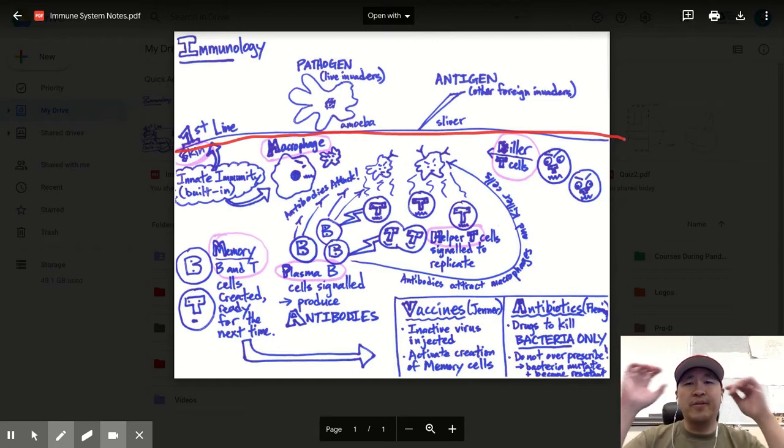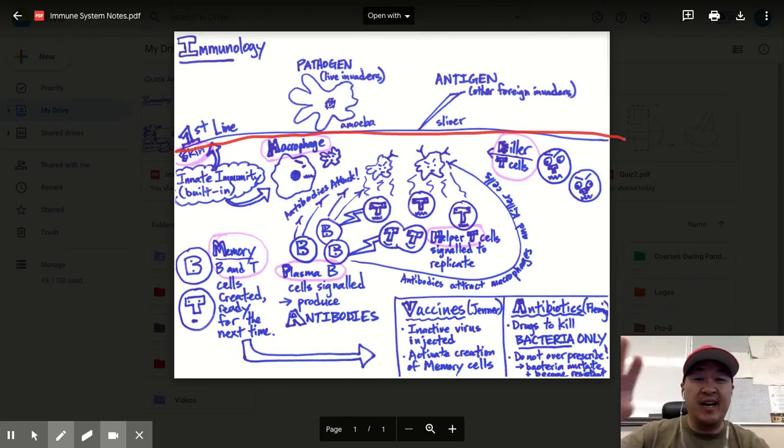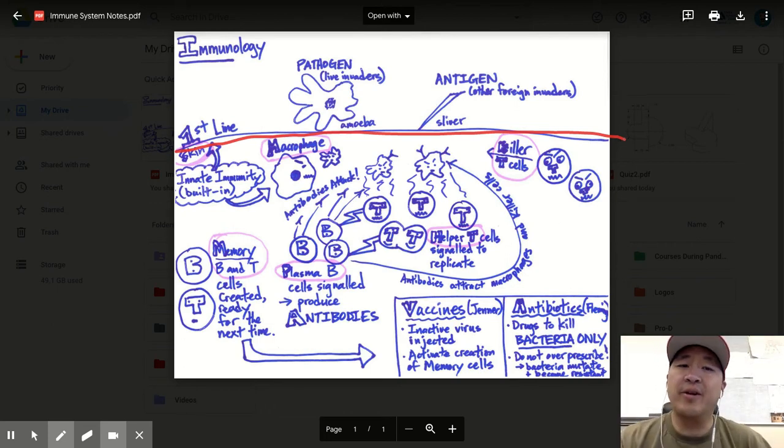your skin. So if you didn't have skin, or if you have a cut in your skin, then right away all these different pathogens can get in. So that is very important to have skin. The other thing is the things that do come in, we either call them pathogens or antigens. Pathogens are any live invader that causes disease.